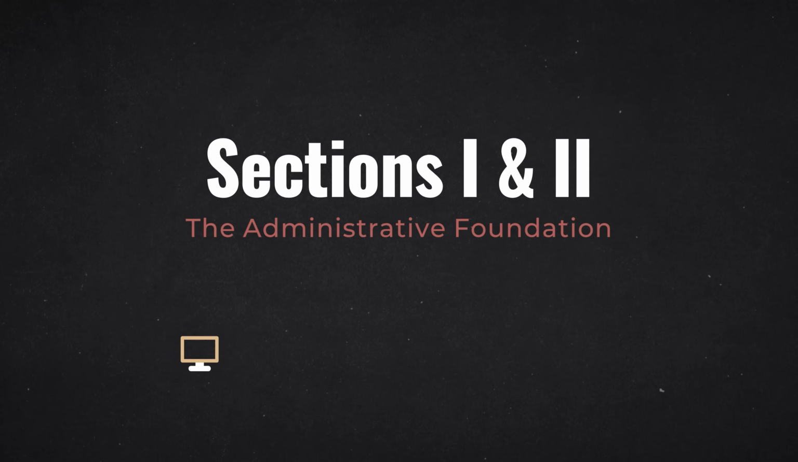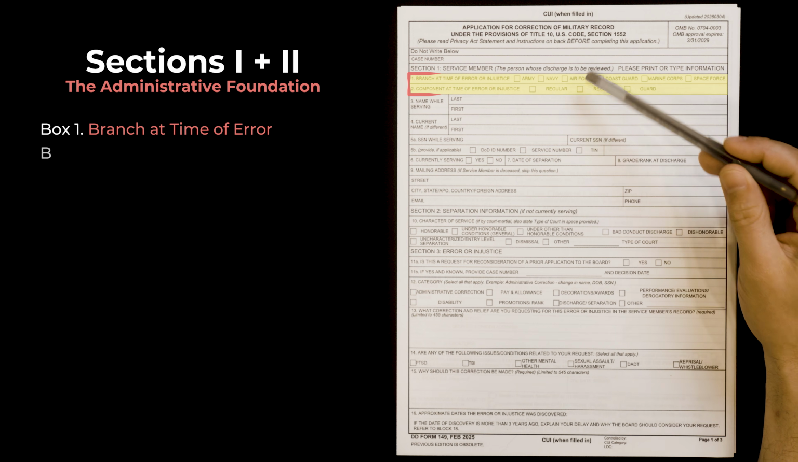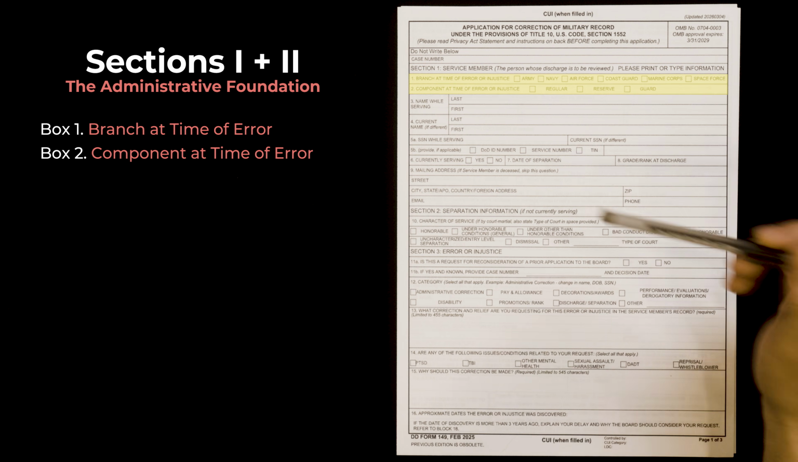Sections 1 and 2 are the administrative foundation, your ID card. The board can't pull your file if these don't match your records exactly, so don't rush them. Box 1 and 2 ask your branch and your component at the time of the error, not your current status. If the error happened while you were Army Reserve and now you're Army National Guard, you put Army Reserve. The board is looking backward at the moment the problem occurred, right?